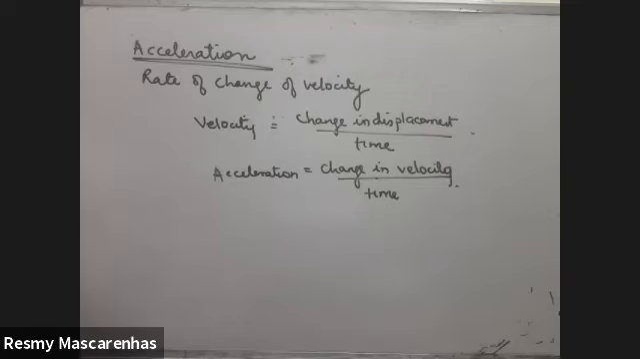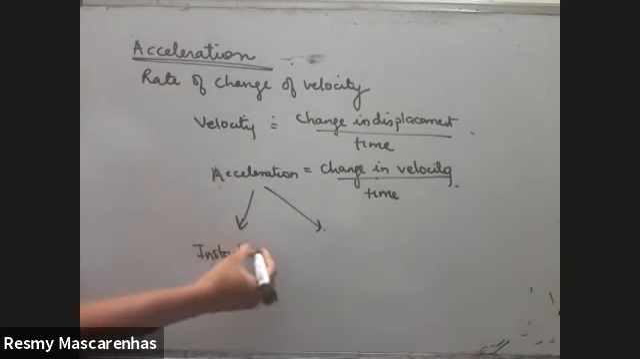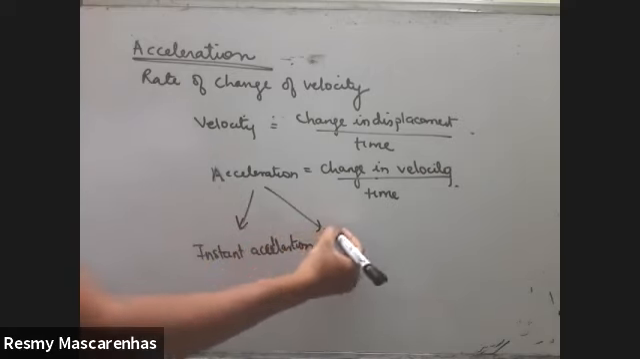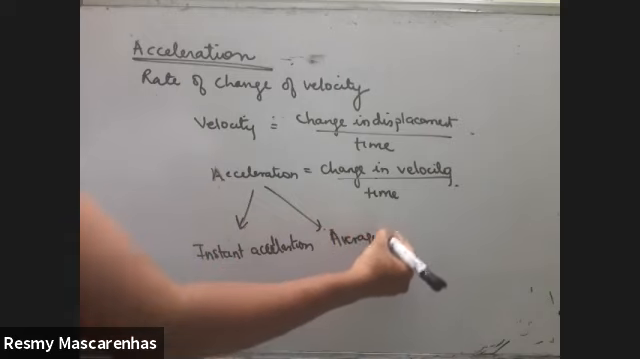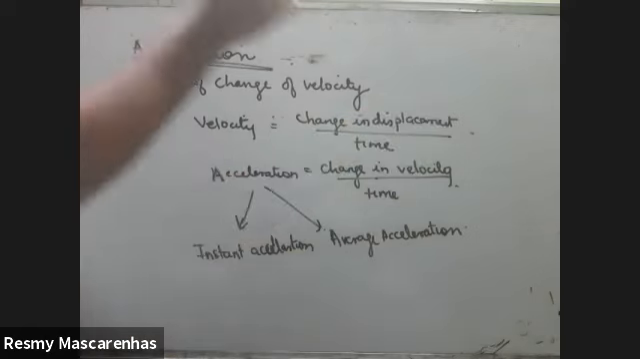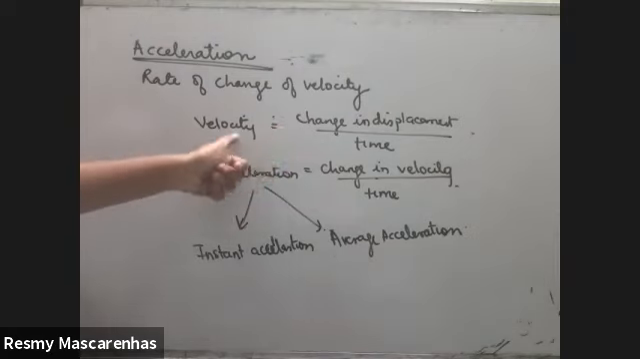Now, same like how we had for velocity, we will have instant acceleration and we'll have average acceleration. Now velocity is what? When your distance is changing. Acceleration is like one step ahead. Acceleration is when your velocity is changing.